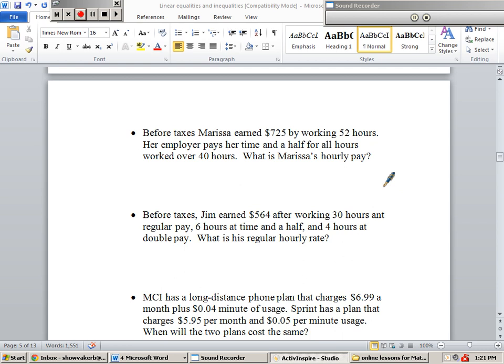Next one. Before taxes, Jim earned $564 after working 50 hours, 40 hours at regular pay, 6 hours at time and a half, and 4 hours at double pay. What was his regular hourly rate? Well, he worked 30 hours at X rate. He worked 6 hours at 1.5 times the rate. He worked 4 hours at double the rate, and he made $564. Setting it up is the hardest part of it. Solving it at this point should be easy.